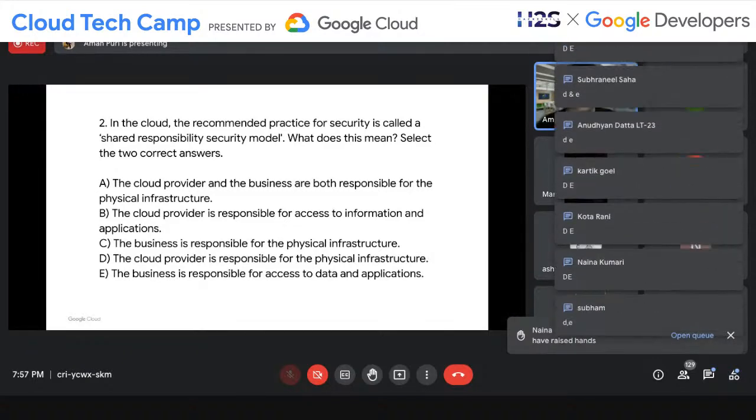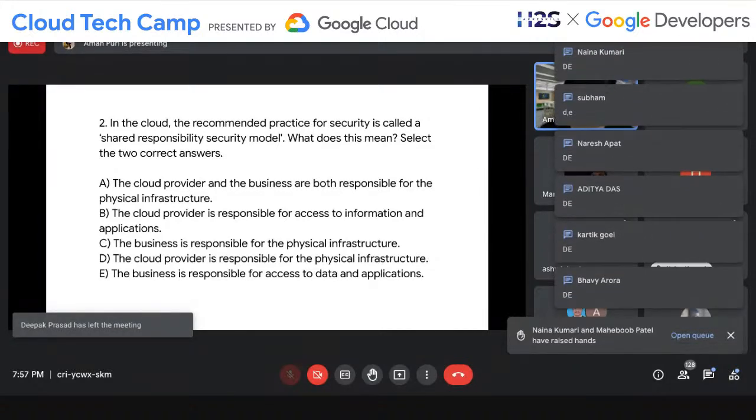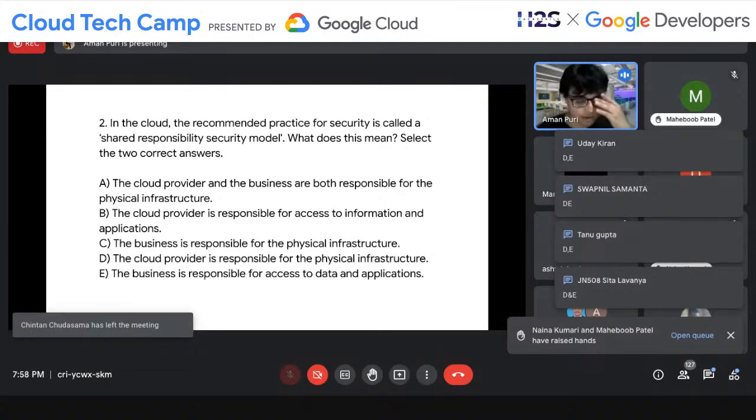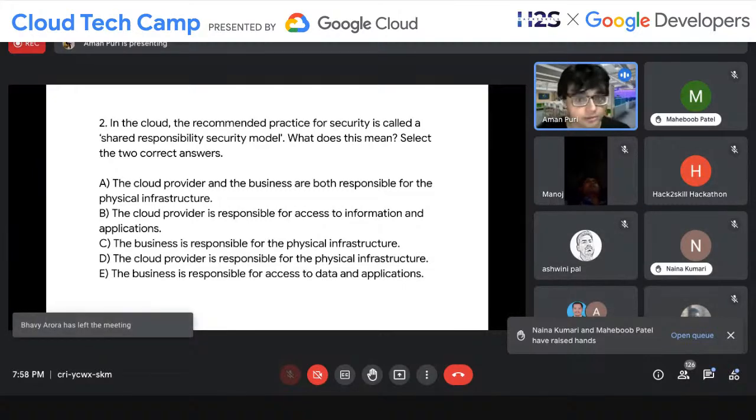Cloud can, in certain cases, be responsible for data and applications, but that would be in cases of software as a service. But in infrastructure and platform as a service, it is the business or the customer who is responsible for access. Obviously, the other three answers are not aligned to that point. So yep, this was a very no-brainer answer.